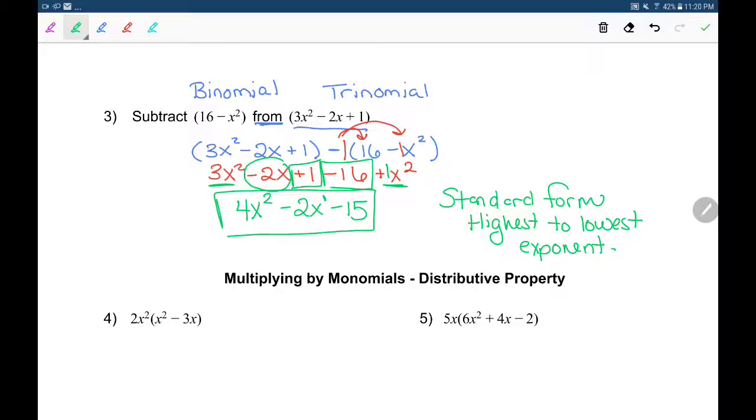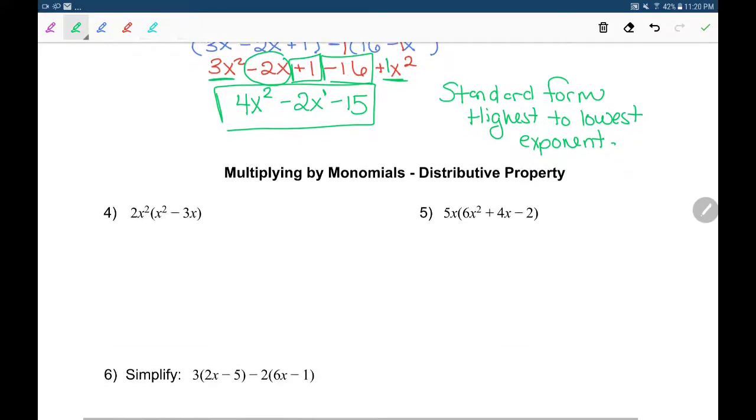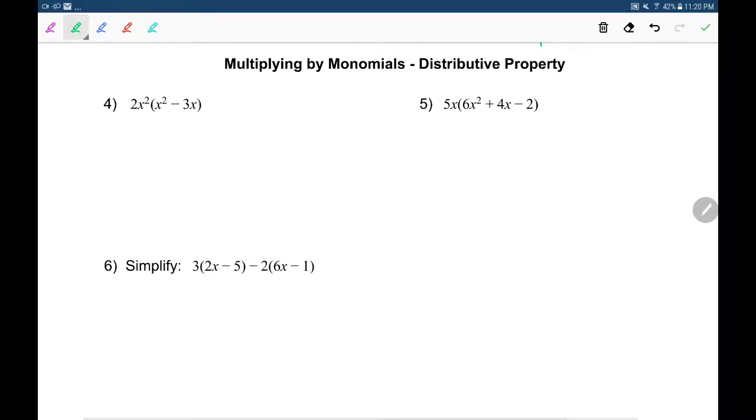So the other operation that we started to look at, and we're going to do more with it next week, is multiplying. And right now it's just multiplying a monomial times a binomial, trinomial, or something else. But it's a monomial on the outside and some other polynomial inside of parentheses. And that's where our good old friend, the distributive property, comes in. Okay, so when we're dealing with these types of problems, we're going to take this monomial on the outside and multiply it by both parts or all the parts of the polynomial inside of the parentheses.